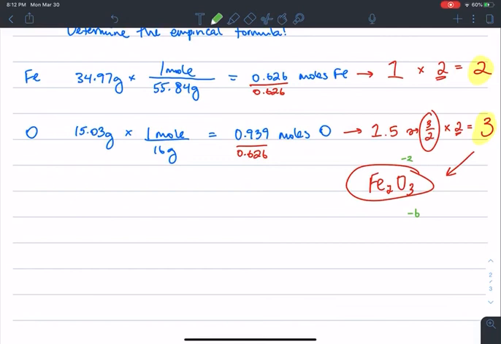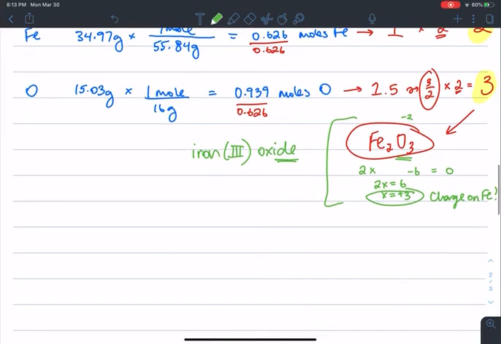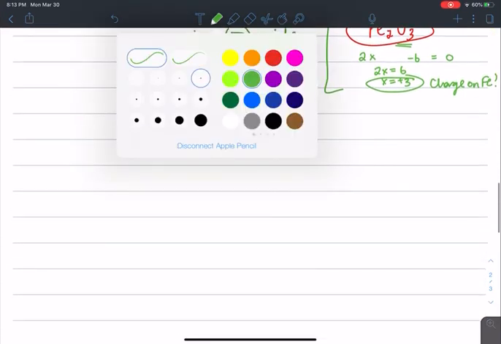We have 2 irons, so 2 times the charge on iron minus 6 has to equal 0 because the entire compound is neutral, right? So 2x equals positive 6, x equals positive 3. So what did I just do? I just solved for the charge on iron. And why is that important? Because this would be called iron 3 oxide, right? Remember, elements as anions take on IDE for their final name. Ooh, naming.